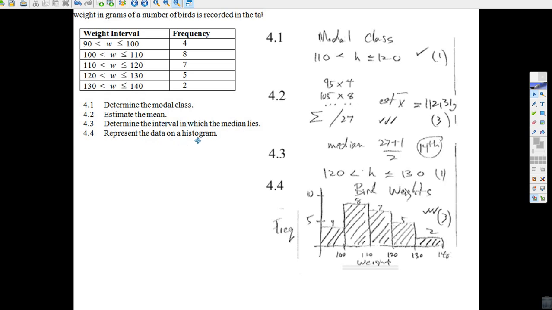We'll represent all this data on a histogram. Well, that's pretty darn easy. You just go right 90 to 100, 100 to 110. You make these bars. You make them 4 high, 8 high, 7, 5, 2, and that's what a histogram looks like. You've got the weight intervals down here. You've got the frequency, how many birds, up here, and you put a nice little title, bird weights, on there. And then you've done the whole thing nice. There you go. Question 4 done.